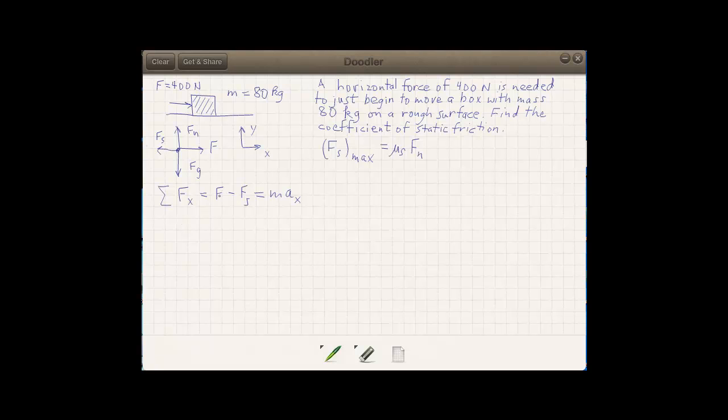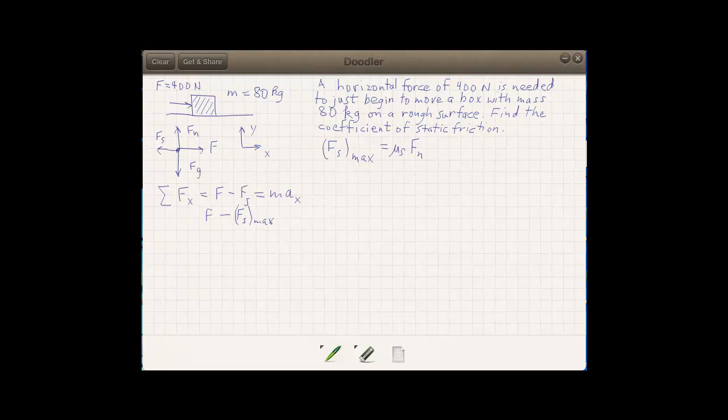Can we do anything more with this? Well, if we understand the problem, it says that we push on it with just enough force to begin to let it move. And right as it begins to move, that's when the static friction force is its maximum. But just at that point, the acceleration is just beginning to increase above zero. And so we're going to write down this equation right on the verge of the box beginning to slide. And so if we do that, we get F minus the maximum static friction force, F sub s max, like I wrote down earlier.